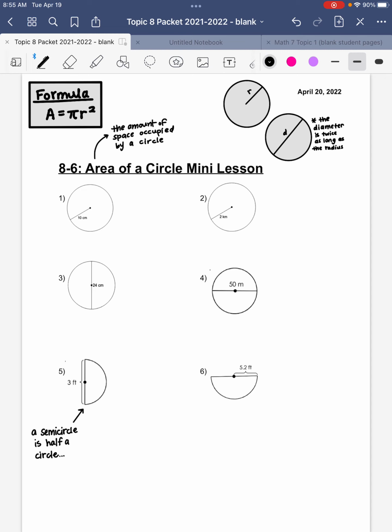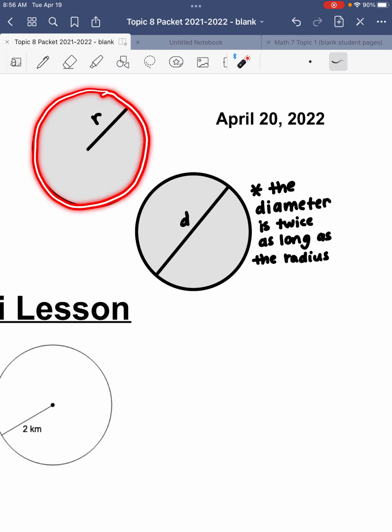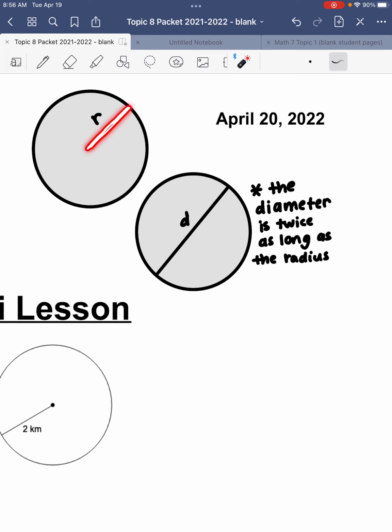First things first, let's talk about vocab in regards to a circle. We already know that circumference is the distance around a circle. Think of it as the perimeter of the circle, right? Now the radius goes from the edge to the center of the circle. And the diameter goes from one edge to the other edge of a circle, so it goes all the way across.